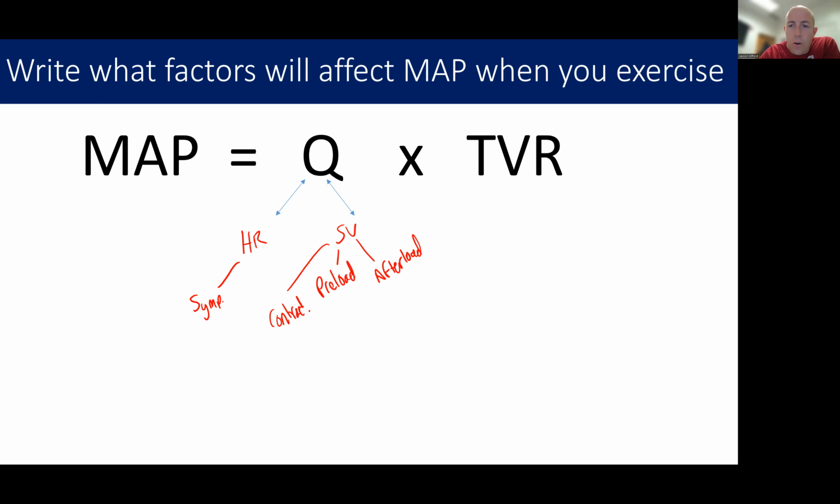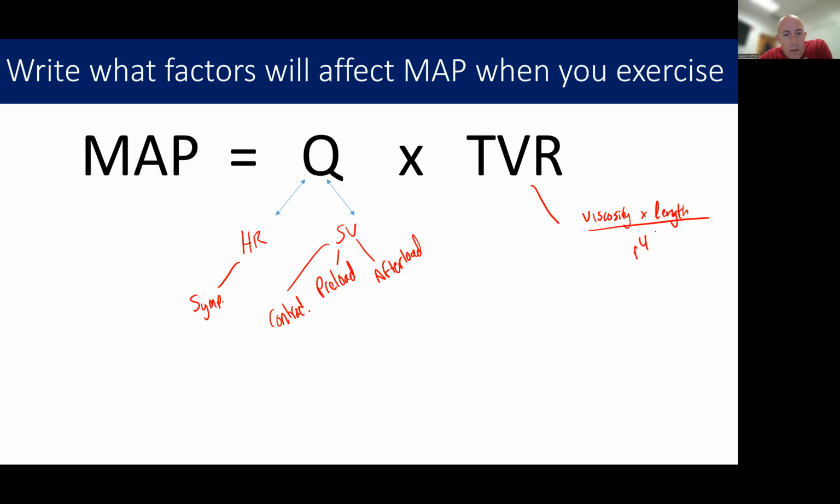What things will influence total vascular resistance? So that equation, we have viscosity of fluid times the length of the vasculature divided by the radius of the vasculature to the fourth power. And the radius that's important is the smallest radius in the vasculature, which is generally at the level of the resistance arteries.